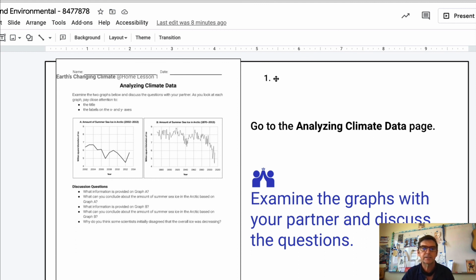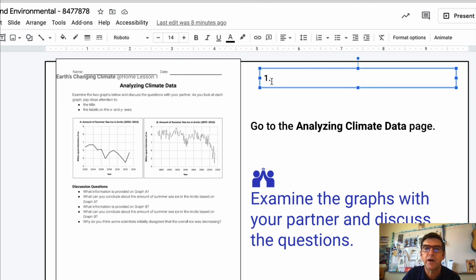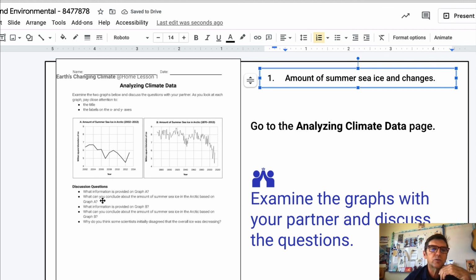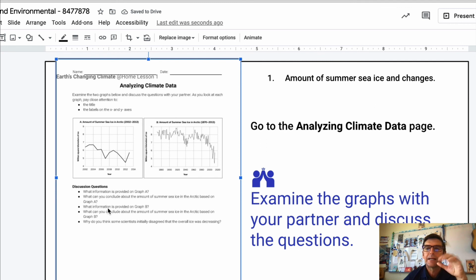Create a text box. What information is provided in graph A? I look at A and I say, amount of summer sea ice and changes. I just did one for you. Now go do 2, go 3. Think about it. You talked about it in your groups. Finish this slide. Move it to the top.